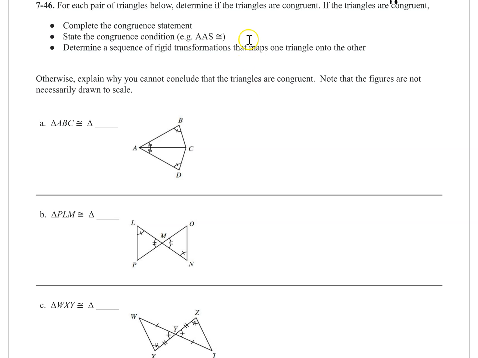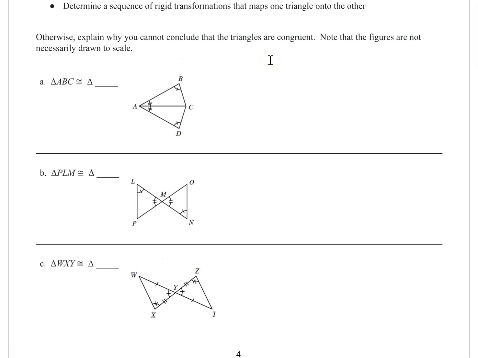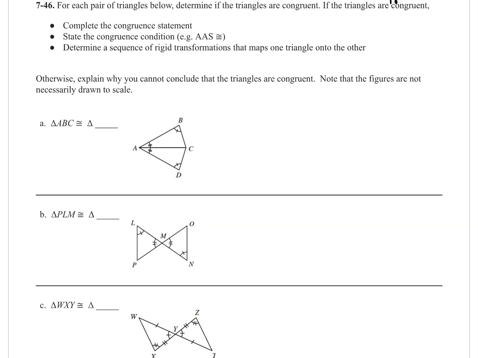Okay. Determine if the triangles are congruent. Complete the congruent statement, state the condition, determine a sequence of rigid transformations that maps one triangle onto the other. So I'm just going to do one of these. Let's see if I can pick the tricky one. They're all kind of tricky, so let me do A. Okay, triangle ABC, ABC. So A corresponds to itself, B corresponds to D, and then C also to itself.